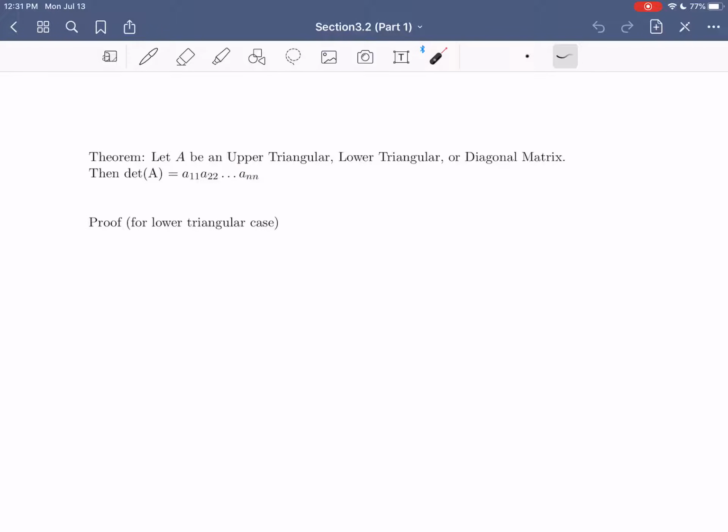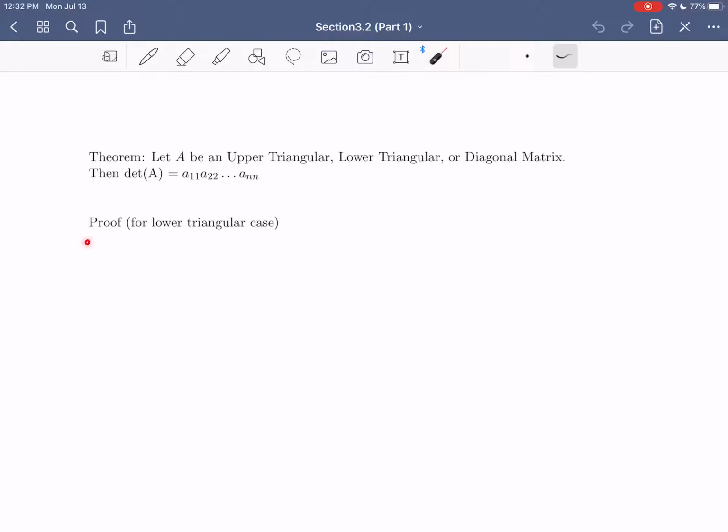So, this theorem says if A is an upper triangular, lower triangular, or diagonal matrix, then the determinant is simply the product of the diagonal elements. This theorem tells us nothing about the determinant of a non-upper triangular, non-lower triangular, or non-diagonal matrix, so you can't use this theorem on just an everyday random square matrix. But once we take a look at how the determinant is impacted by elementary row operations, one computational technique for calculating the determinant of a random or arbitrary matrix is to use elementary row operations to put it into one of these formats and then use this theorem. So this is an important computational theorem here.